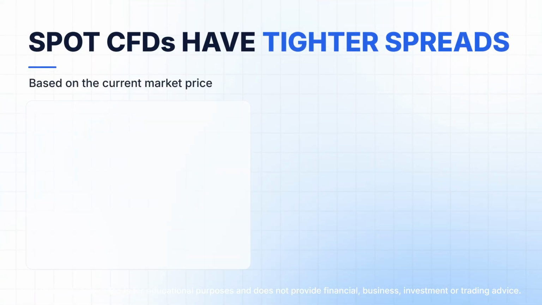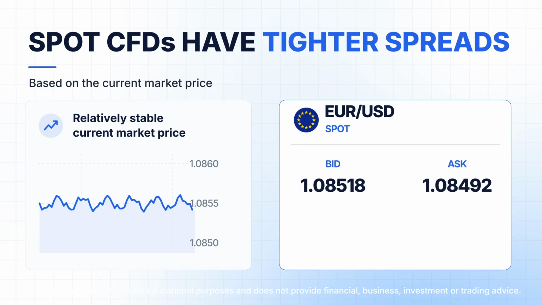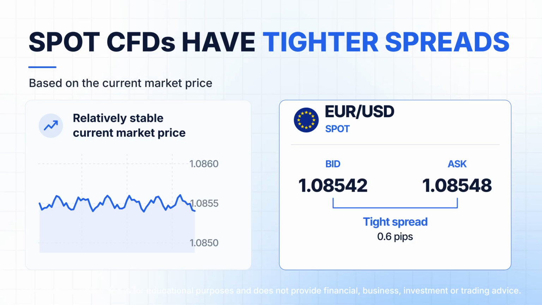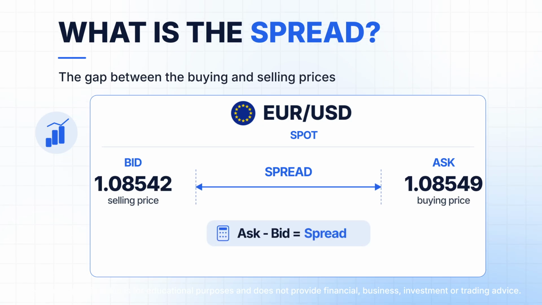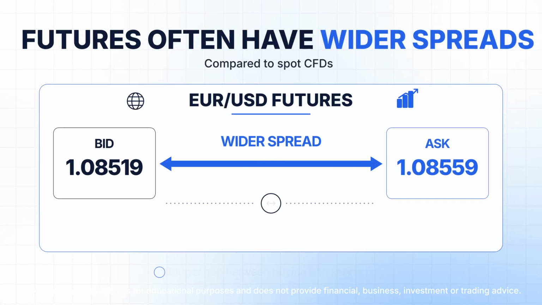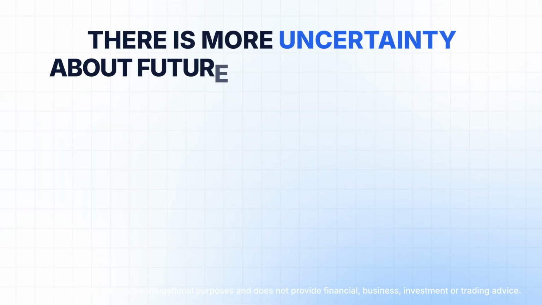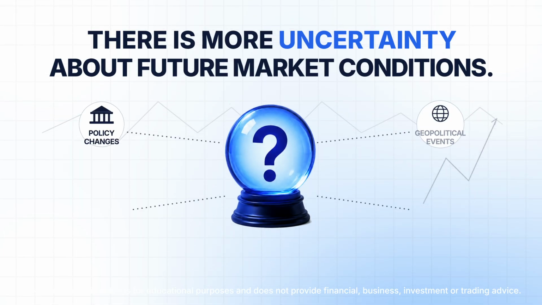Spot CFDs typically have tighter spreads because they're based on the current market price, which is relatively stable. Don't know what spread is? Well, it's the gap between the buying and the selling prices. On the other hand, futures often have wider spreads. Why? Because there's more uncertainty about future market conditions.